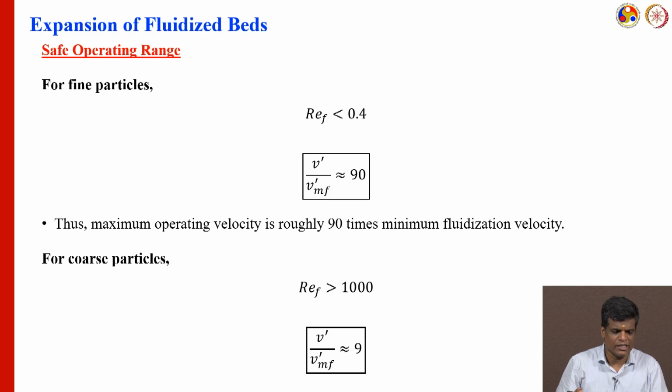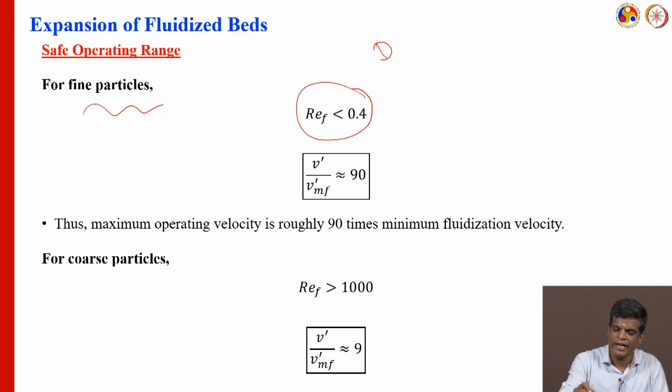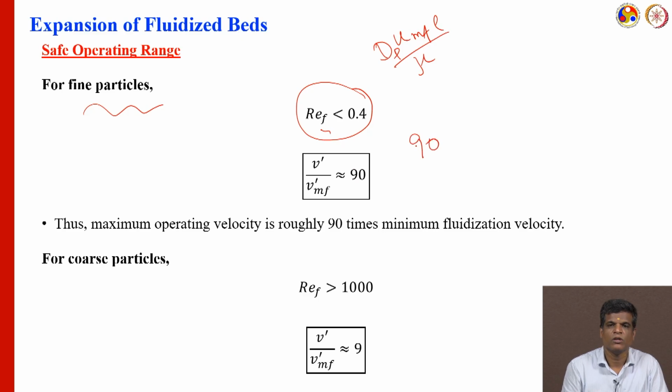So, what is the safe operating range? If you assume a fine particle, the Reynolds number of fluidization, which we write as d UMF rho by mu, is less than 0.4. Then V dash by VMF equals 90. For safe operation with fine particles, which is very important, the maximum operating velocity is roughly 90 times the minimum fluidization velocity.